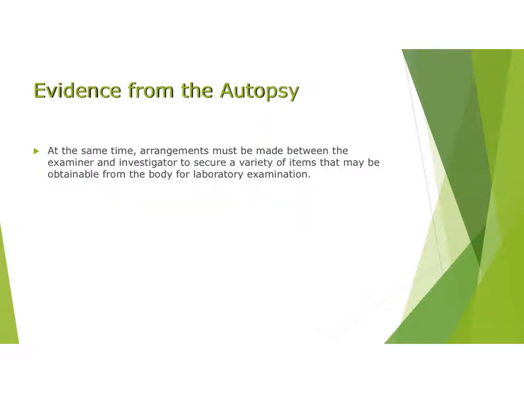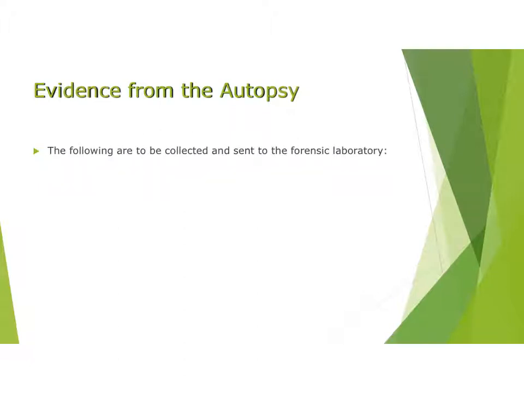At the same time, arrangements are made between the examiner and investigator for a variety of items that may be obtained from the body during lab examination. What type of things would you expect to find at the body? Or what do you think that they're going to have to secure? Clothes is definitely one of the things. So let's take a look. The following are things that are collected and sent to the forensic lab. The clothing is number one.